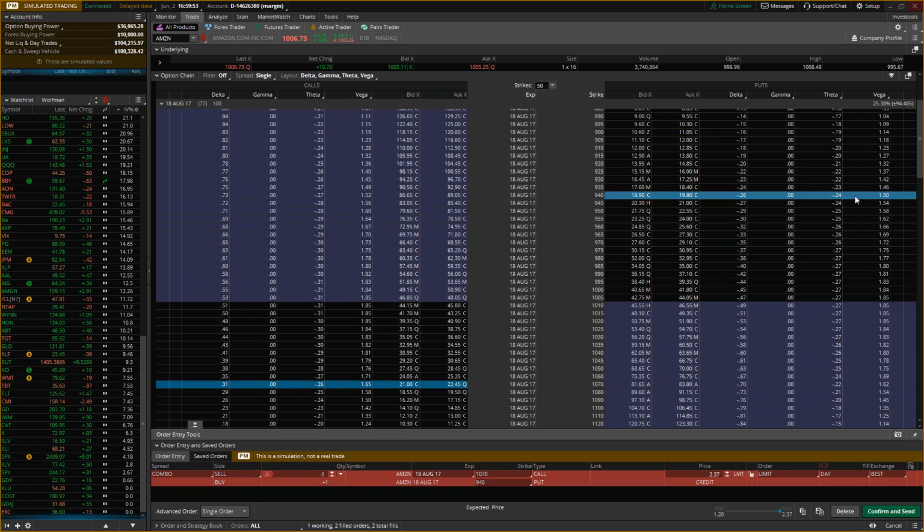But if we look at the theta, you can see the theta is pretty close to each other, which means they're going to offset. It's going to be off by 2 pennies, right? And then the Vega should be pretty close also on those.